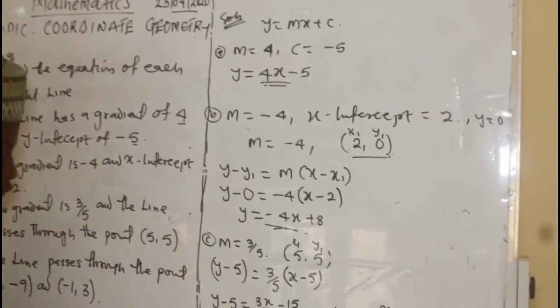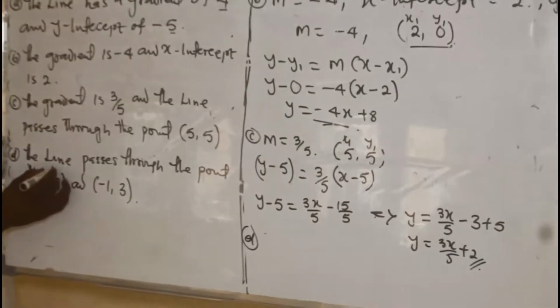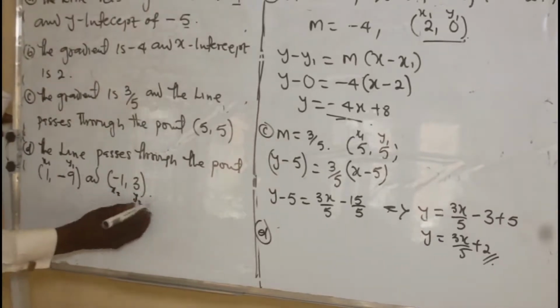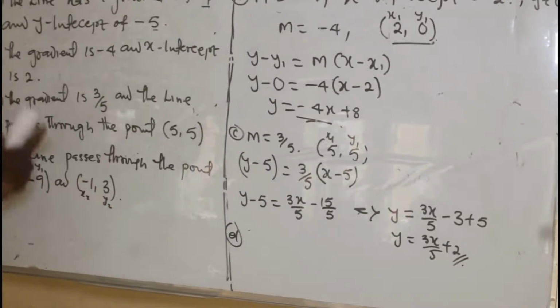So in the case that we have two points, look at these two points. That means x1 is this, y1 is this, x2 is this, y2 is this. So now, which formula are we going to use? The formula that has two points.